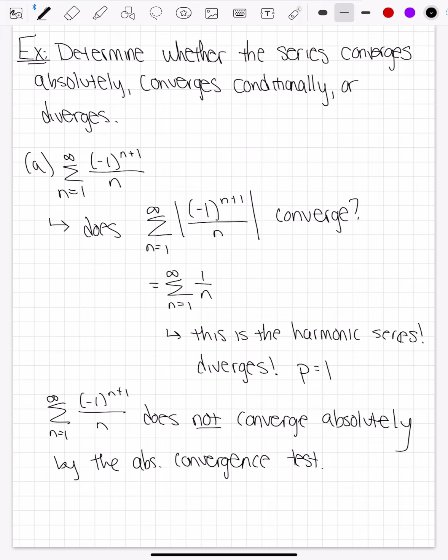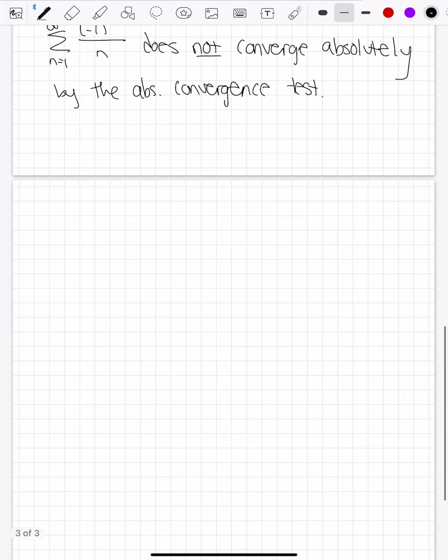Right, now we ruled out this first option for this example. Now we have to check, does it converge conditionally or does it diverge? So now we want to look at the original series, right? So now we see if the sum from n equals 1 to infinity of negative 1 to the n plus 1 over n converges.